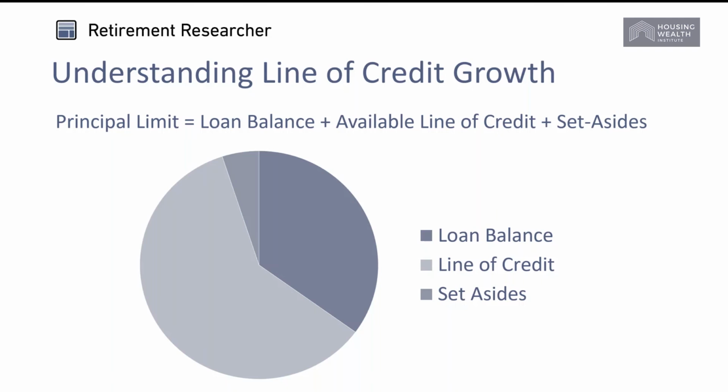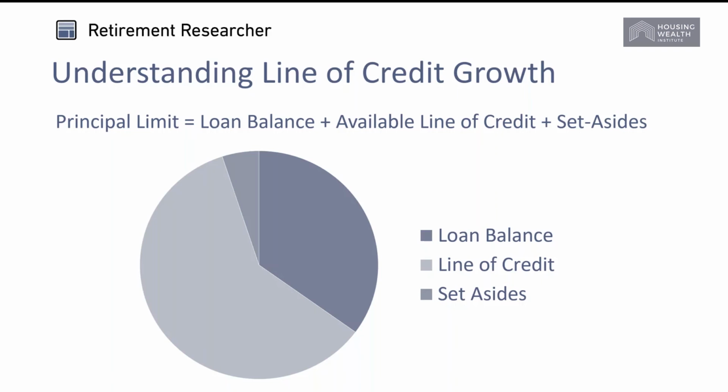And that's always going to be equal. The equation you see here is always true. The principal limit is always equal to the loan balance plus the line of credit plus set-asides for the financial assessment. But that's usually small, and we can just ignore that to make this even easier conceptually. Principal limit is loan balance plus the line of credit. That's always true. All three of those factors grow at the same rate.